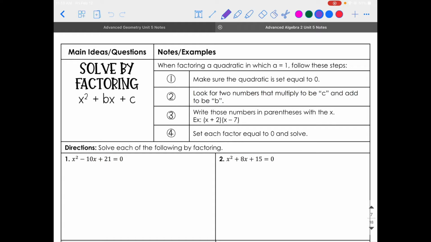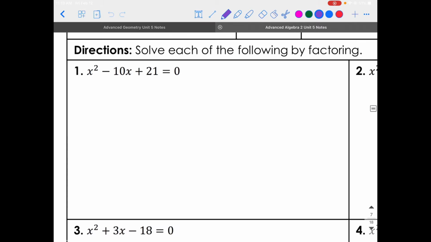Number one, always look for a GCF. Sometimes pulling a GCF out first will make it easier to solve. Next, you need to look to see if there is a number in front of the x squared. When there is not, this is considered the easier method for factoring.